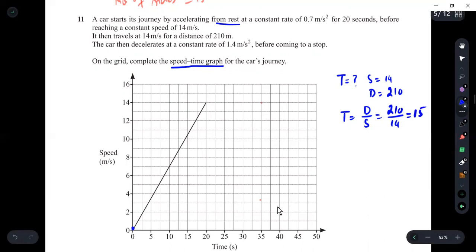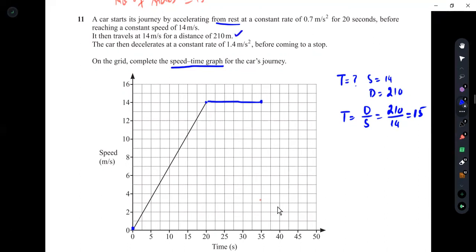Time is 15 seconds, which was not given to us. So with this speed, which is 14 meters per second, the car traveled for 15 seconds. This happens from this point onwards. We see that it already traveled for 20 seconds. Now for the next 15 seconds, it will be traveling with the same speed, so up to 20 plus 15, 35 seconds, there will not be any change. The car will be traveling with the same speed, no speed going up or down. So this is reflected on the graph like this.